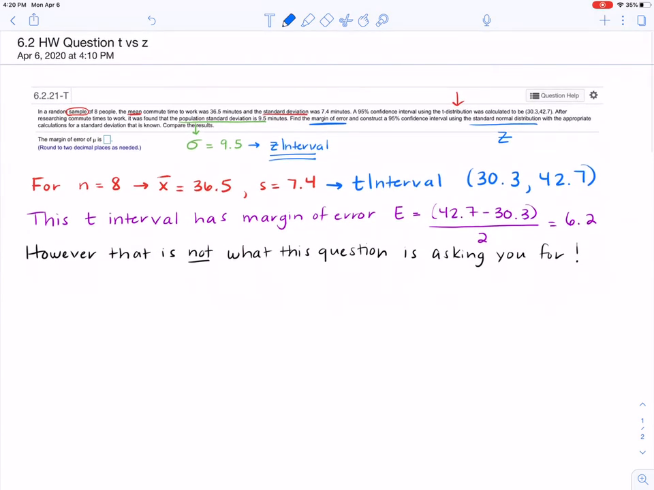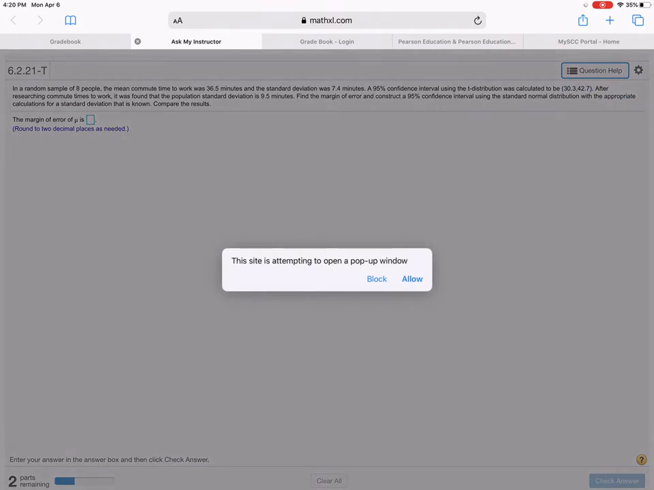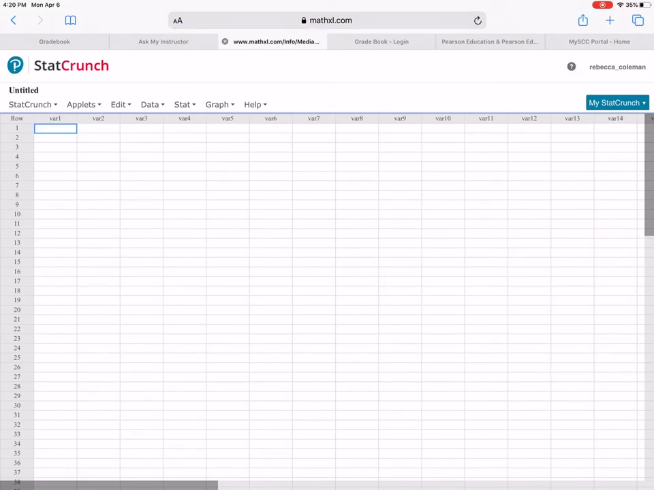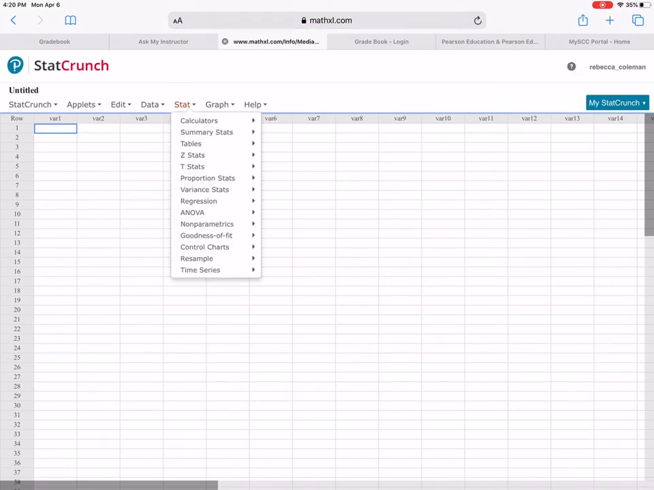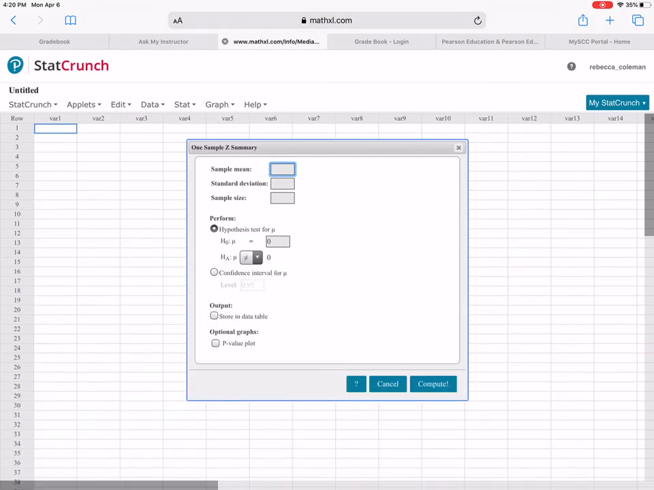So what I would do here is, if I were using StatCrunch, which is what I showed you guys in my video, I would open up StatCrunch. All right, and you know where to find these things. You go into your stat menu. And again, the T interval was done using sample standard deviation. Now that I have sigma, the population standard deviation, I'm going to go to Z. These are always going to be for one sample. And you do with data, if you have the data values individually loaded in variable 1. You do with summary if you've got the summary values like mean and standard deviation, and you want to put those values in.